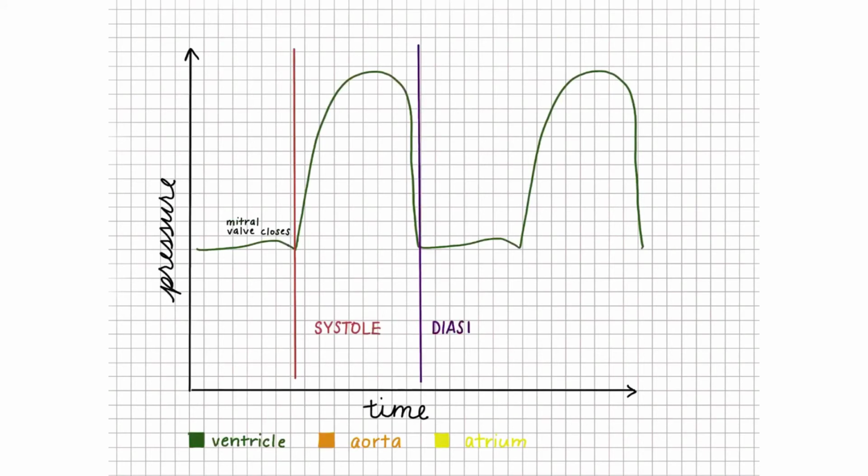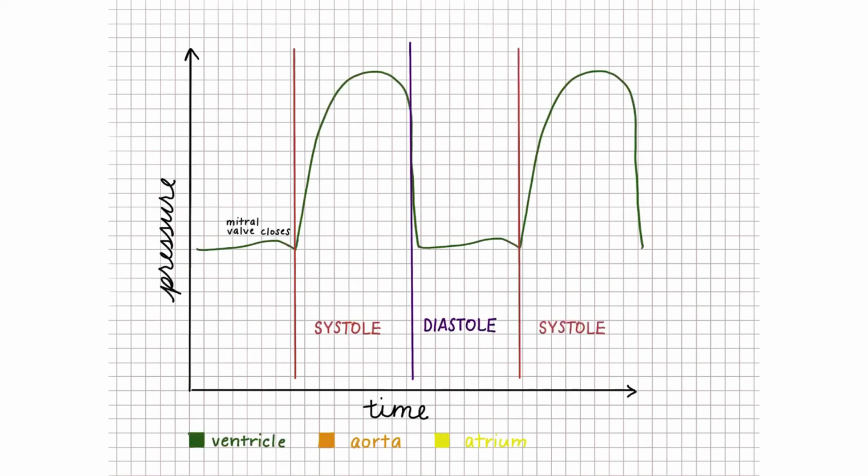At the end of that contraction, and once the blood has left and the pressure comes back down, that's when we move into diastole, and that's shown in purple. So at this point, the heart is at rest, the pressure is back down, and then we start again with systole.